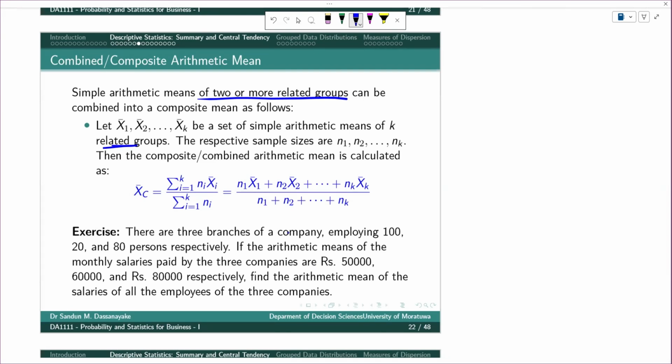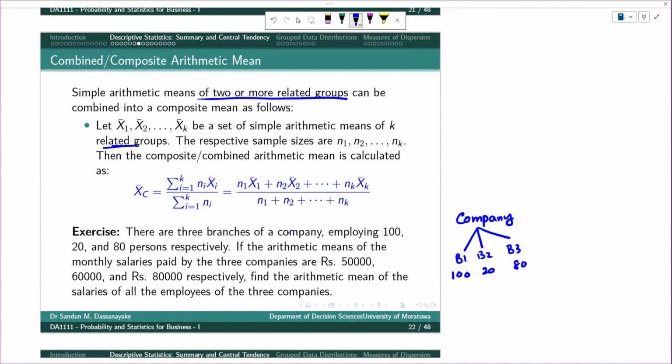For example, you can look at this question. There are 3 branches of a company employing 100, 20, and 80 persons respectively. Let's look at the company. So there is this company, and it has 3 branches: branch 1, branch 2, and branch 3. The first one contains 100, the second one 20, and then 80.